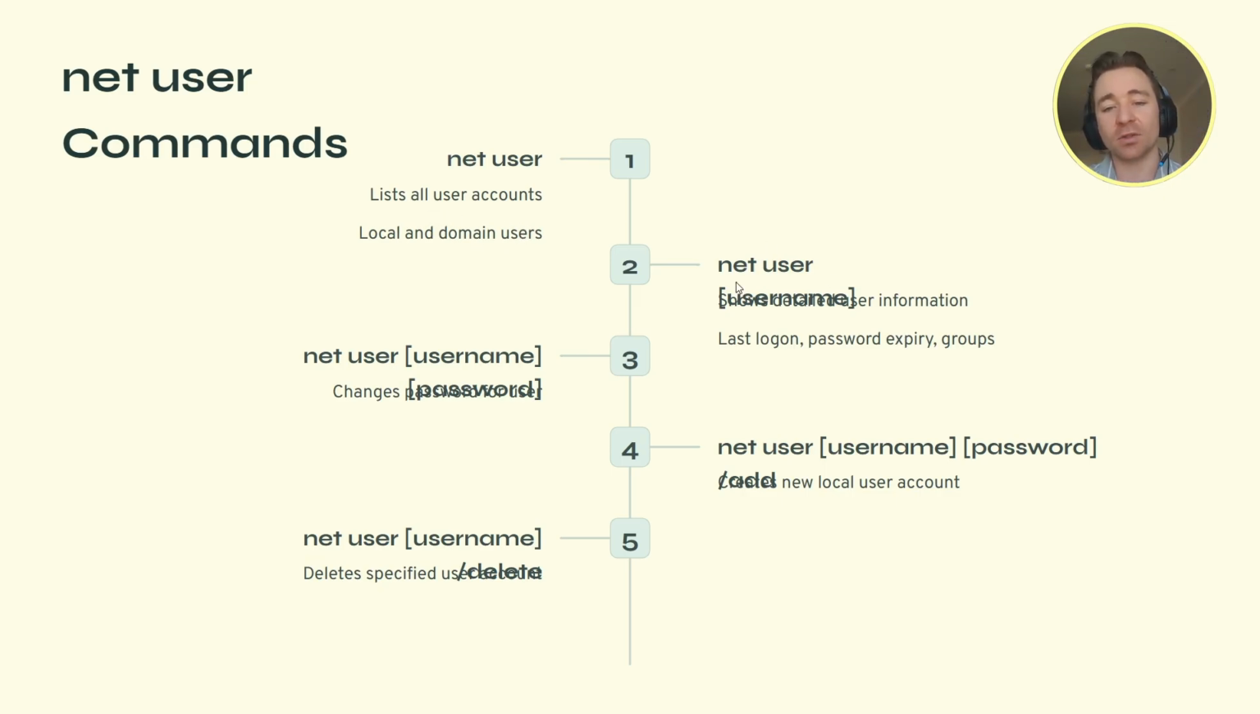Sorry for the formatting here, but net user followed by your username will provide you information relating to that particular user. Same for the username and password. You can change the password. Net user followed by username, password, /add allows you to add a new local user account, and net user followed by the username will delete the specified user if you put the /delete after it.